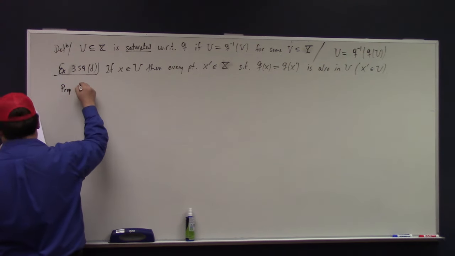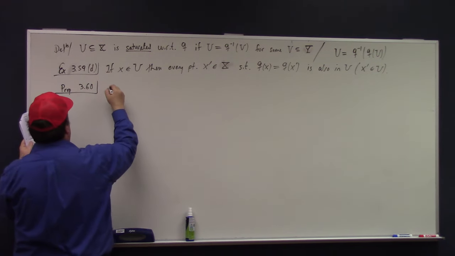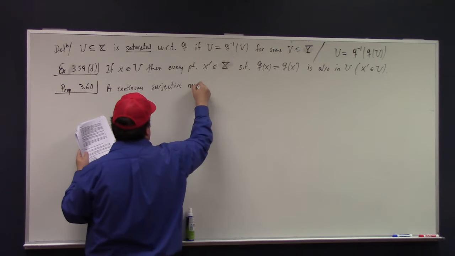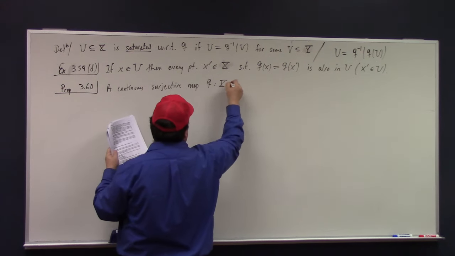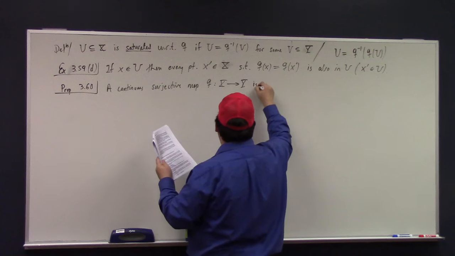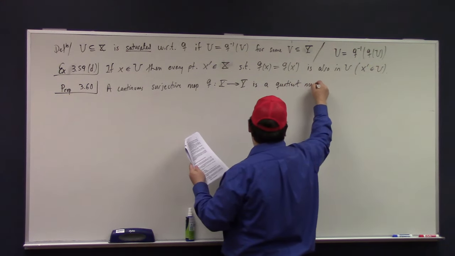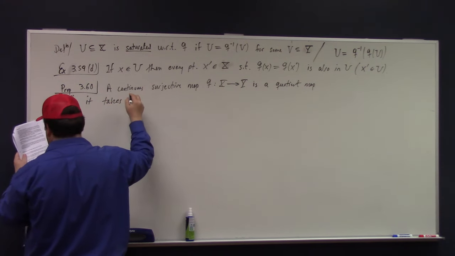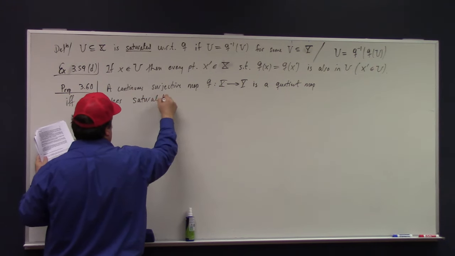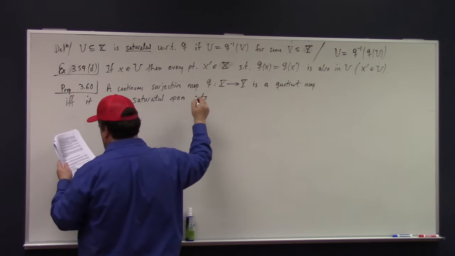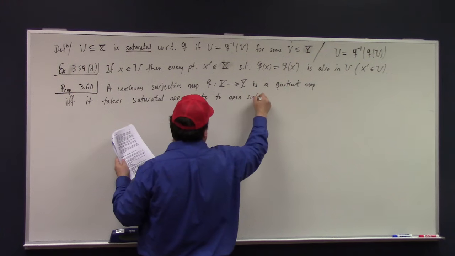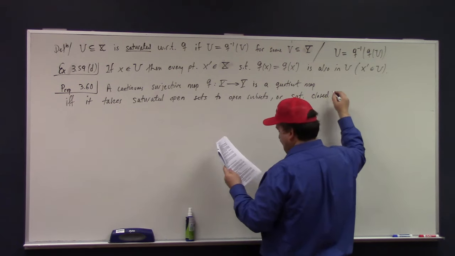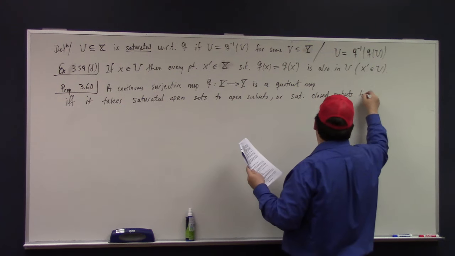Proposition 3.60 says the following: a continuous surjective map Q from X to Y is a quotient map if and only if it takes saturated open sets to open subsets, or saturated closed subsets to closed subsets.